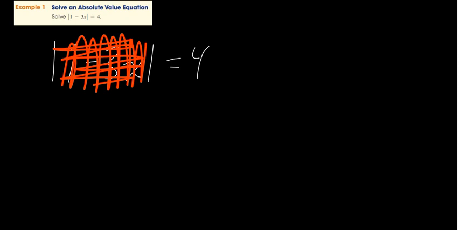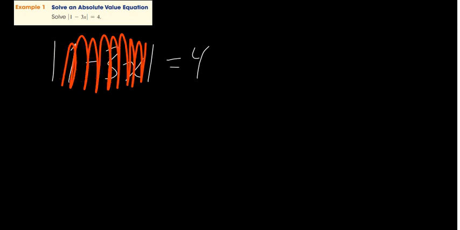We know that once the x gets fleshed out, what's going to be in there is either going to be a positive 4, because the absolute value of 4 is 4, or negative 4, because the absolute value of negative 4 is also 4. So what is inside here must be either equal to 4 or negative 4, because that's the only way the absolute value of it is going to be equal to 4.